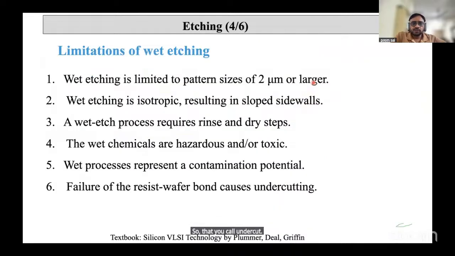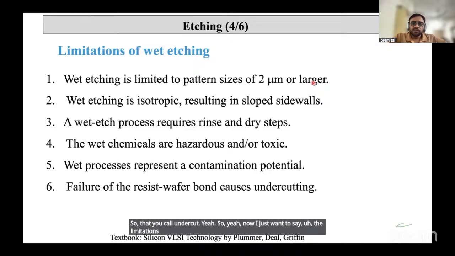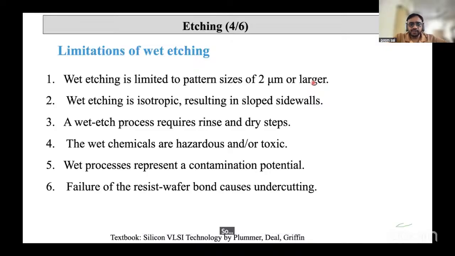Now I just want to say the limitations of wet etching. In our lab, wet etching is limited to a pattern size of 2 micron or larger. And it is isotropic, which will result in sloped walls. Since it needs a lot of rinse and dry steps, a lot of pre-cleaning and post-cleaning processes are required. And obviously most of the chemicals and gases are hazardous, and it leads to a lot of contamination.